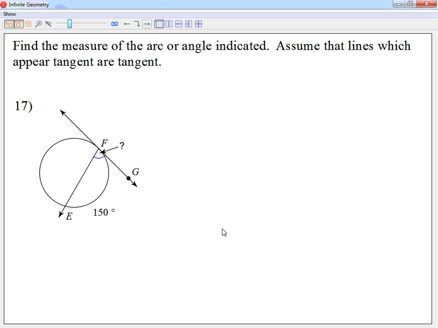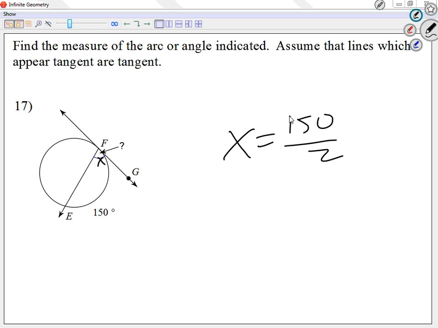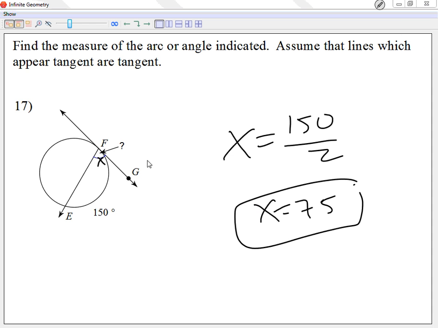So 17, the angle's on the corner, so let me call it x. So the angle's half of 150. So in fact, one way we can create it is the angle is 150 divided by 2. So I'm going to say that angle is 75. Remember, when the angle's on the circle, the angle's half of the arc that it creates. So x equals 75.